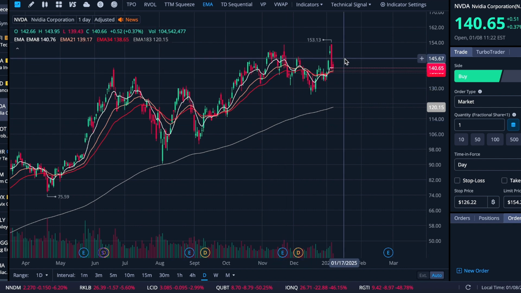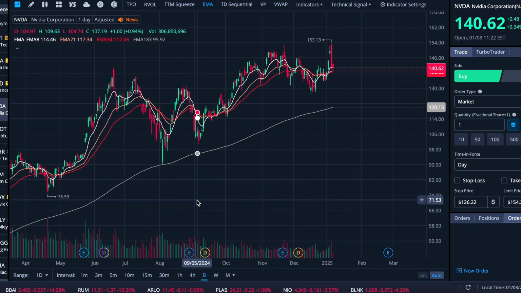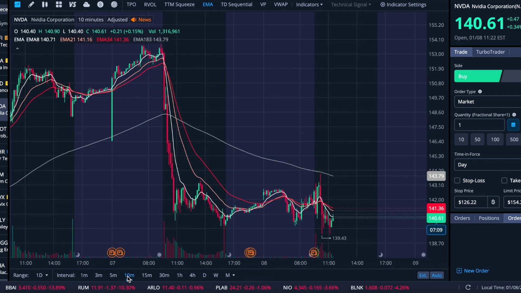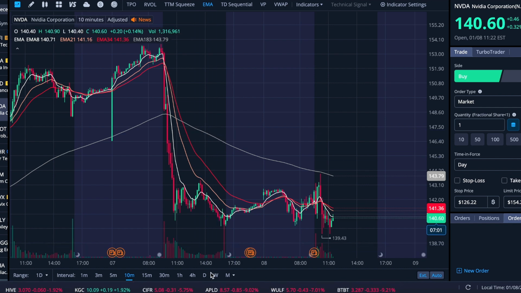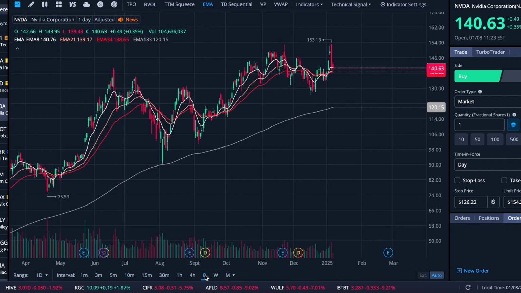You can see the price action above the 183 here. If I flip to the 10 minutes, intraday, including yesterday, it's having a couple of bearish days, right? So I would say, okay, intraday, it's bearish at the moment, but longer term, on the daily, it's bullish.